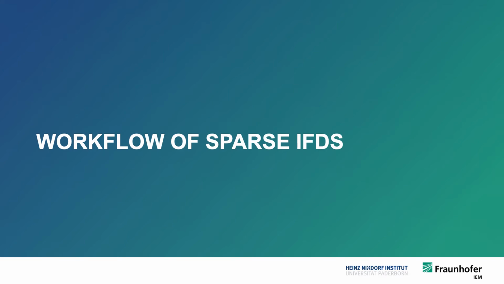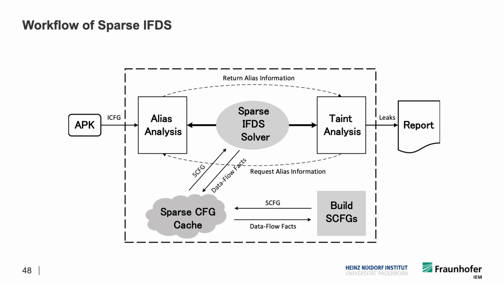Now, what's the workflow of Sparse IFDS? How was this actually constructed? You can see that it's constructed like this. They implemented it in a tool called SparseDroid. It operates particularly on Android apps and implements an efficient taint analysis for them. As input, you get an APK, so basically an Android app in bytecode format, that is then transformed into an interprocedural control flow graph. And then they actually did sparsification on two levels.